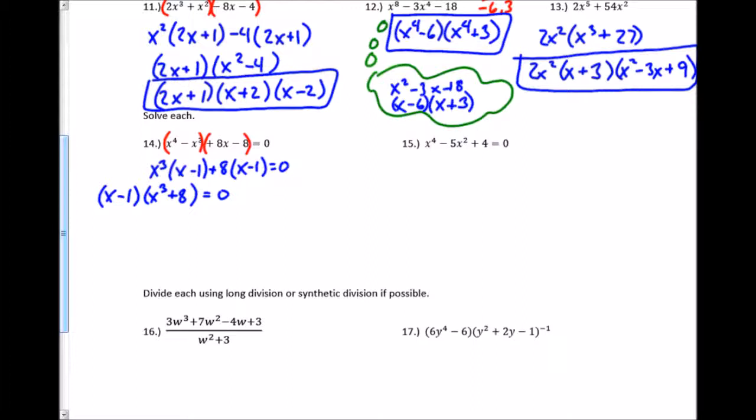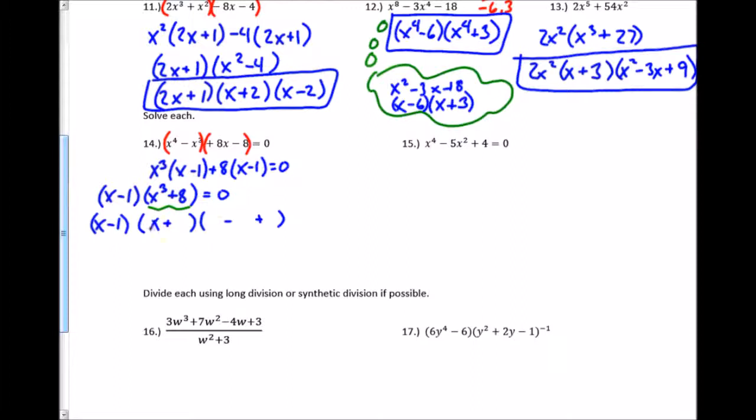And now the x cubed plus 8, this thing is a sum of cubes. And so since this is a sum of cubes, I'm going to go ahead and factor it into a binomial and a trinomial. This guy, it stays the way it is, the x minus 1. So a binomial and a trinomial. This sign is the same. This one's the opposite. This one's always a plus.